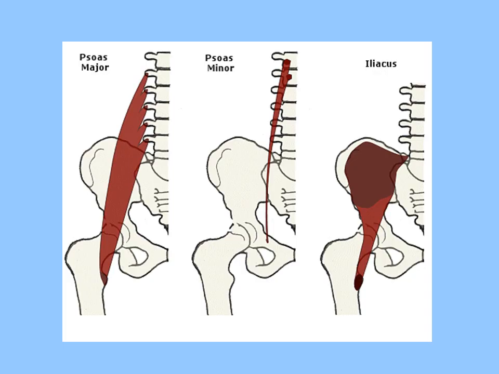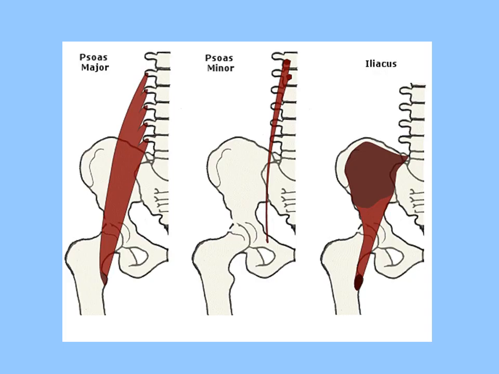The psoas major that attaches from the transverse processes in the lumbar spine combines with the iliacus, which attaches superiorly at the iliac fossa. These combine to form the iliopsoas, which share a common tendon that attaches at the lesser trochanter. The psoas major and iliacus become the iliopsoas distal to the inguinal ligament that attaches from the ASIS to pubic tubercle.